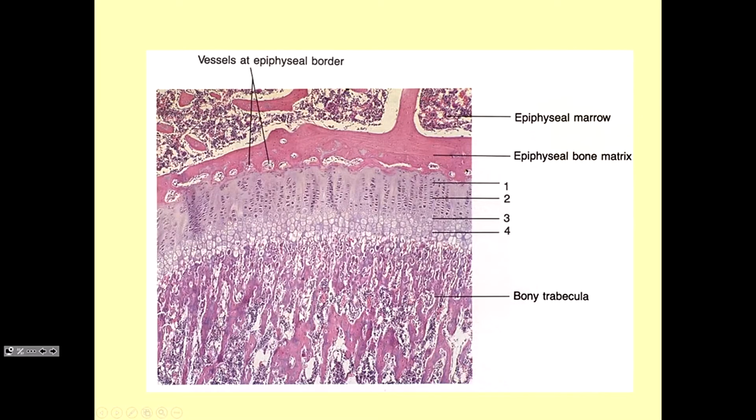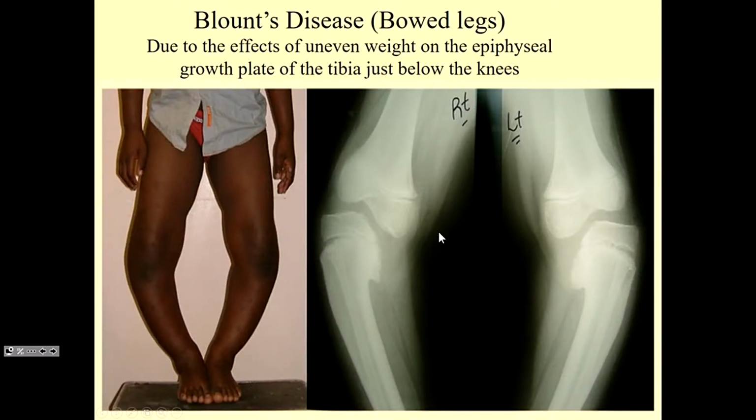Here's another view of the same thing. This is the diaphysis, this is the epiphysis. Here's our epiphyseal growth plate, with these different zones: resting zone, proliferating zone, hypertrophic zone, zone of degeneration and calcification. Sometimes things can go wrong with the epiphyseal growth plate. Here's a disease, Blount's disease, thought to be due to uneven weight on the epiphyseal growth plate. This causes growth to be uneven, and this individual has a bow-legged appearance because of uneven elongation of the long bone.